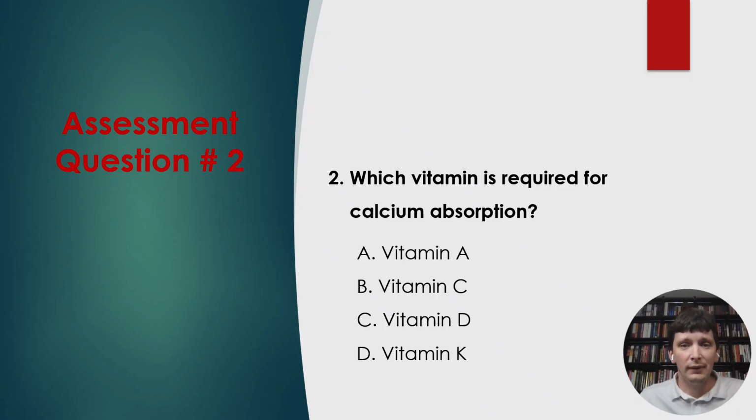Question 2. Which vitamin helps with calcium absorption? A. Vitamin A, B. Vitamin C, C. Vitamin D, or D. Vitamin K? The answer? It's C. Vitamin D, which helps make calcium transport proteins in the gut.